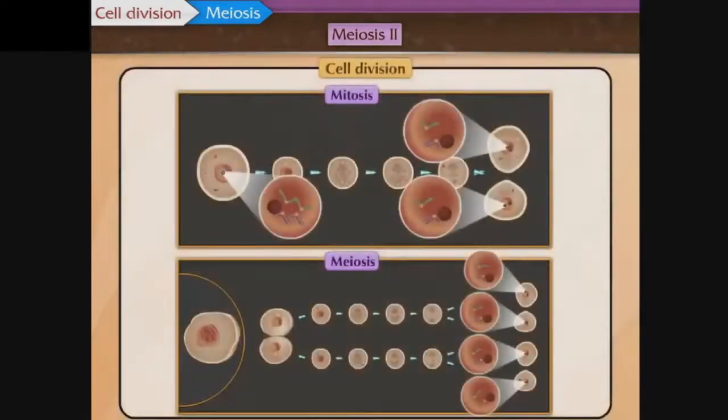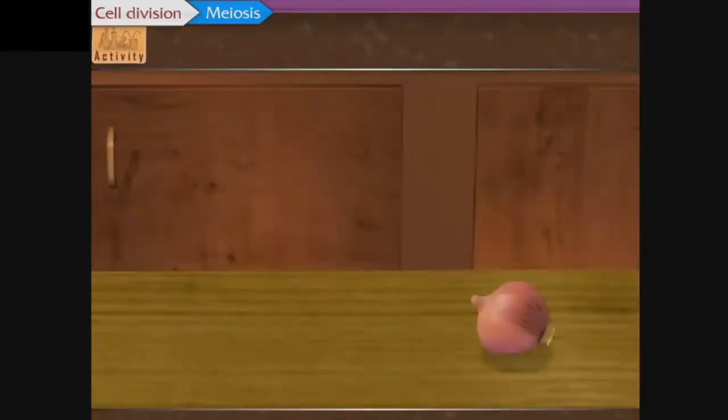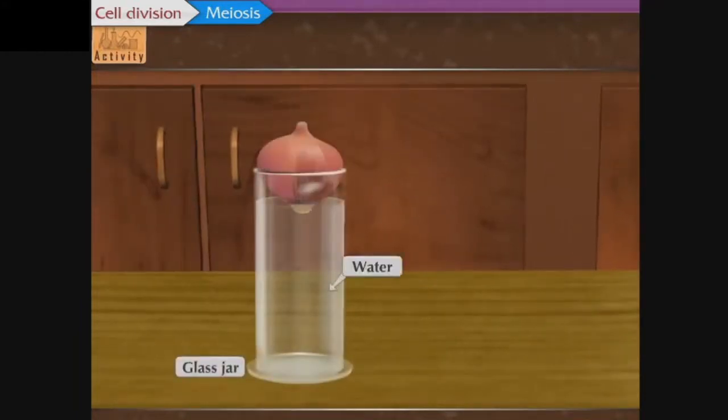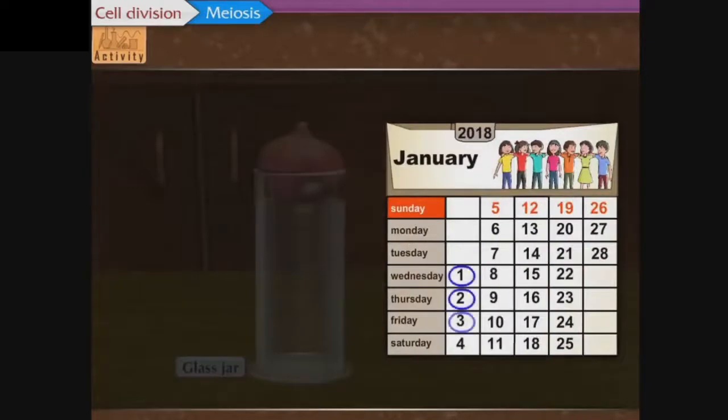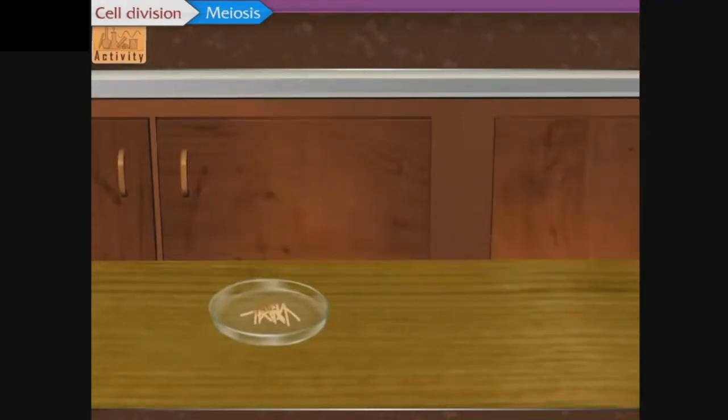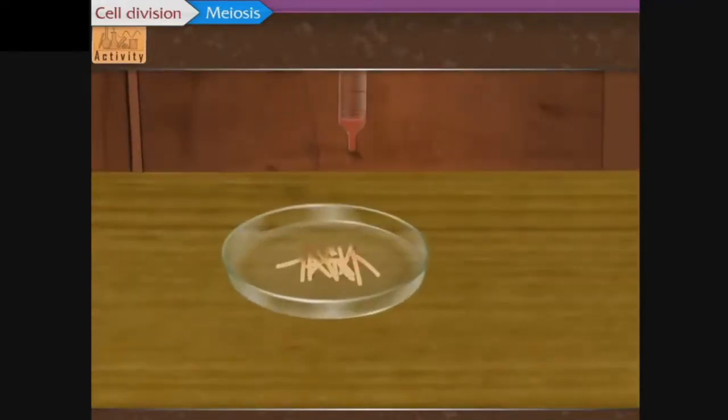After learning about cell division, let us do an interesting activity to observe different steps of mitosis in onion plant. Activity: take a medium-sized onion and keep it in a glass jar filled with water in such a way that the roots of onion remain dipped in the water. New roots develop within 4 to 5 days. Cut the tips of these roots and put them in a Petri dish. Add few drops of iodine solution.